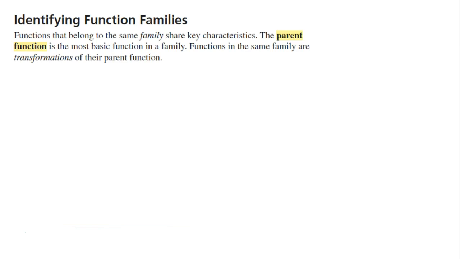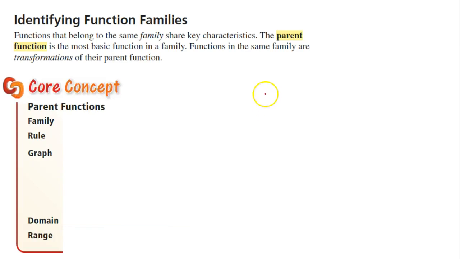Transformations can be sliding to the left, right, up and down, reflecting like a mirror, stretching in different directions, so changing the shape or location of a graph. So let's look at some info here.